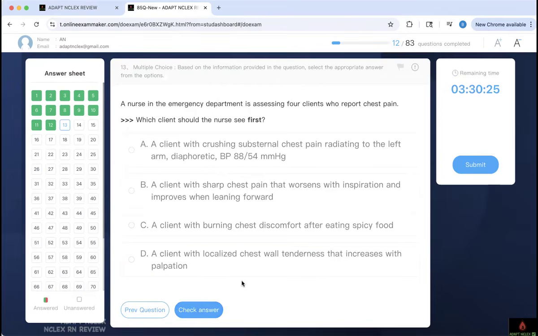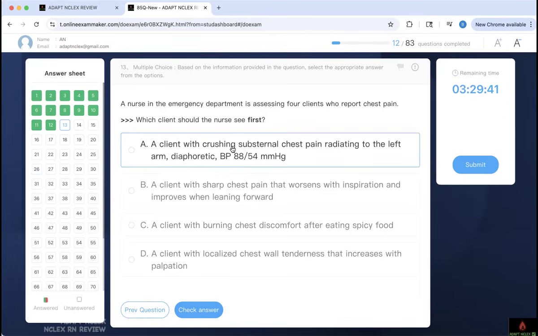Next, in the emergency department, the nurse is assessing clients who report chest pain. Which client should the nurse see first? There may be chest pains that are bad and chest pains that are really, really bad. A client with crushing substernal chest pain radiating to the left arm, diaphoretic, blood pressure 88/54. A client with sharp chest pain that worsens with inspiration and improves when leaning forward. A client with burning chest discomfort after eating spicy food. A client with localized chest wall tenderness that increases with palpation. Whose chest pain is the worst? Whose chest pain is a problem? What do you think?